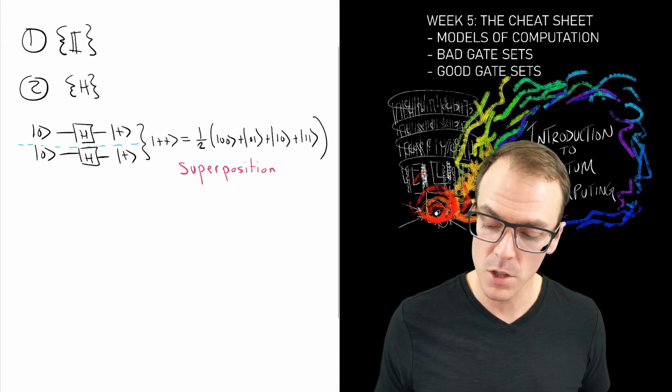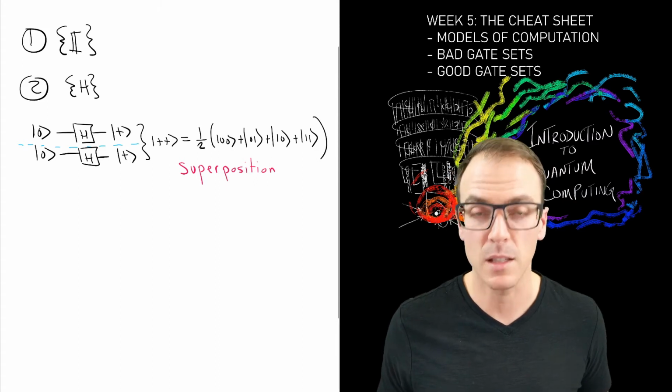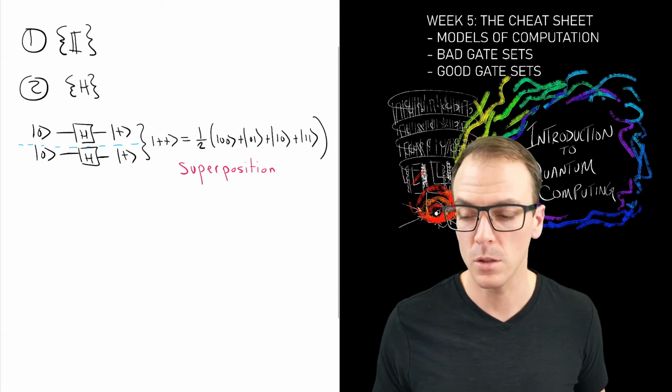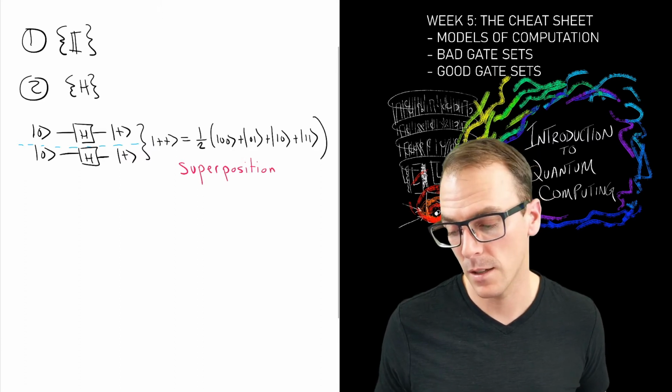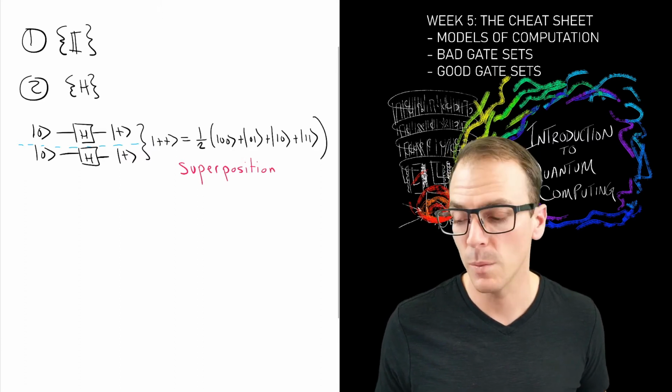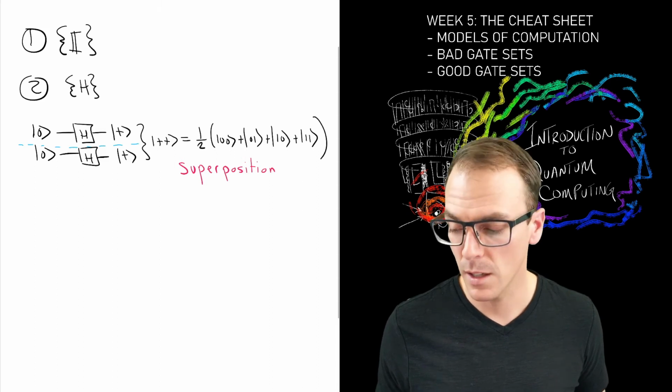So not just Hadamard gates, any single qubit gates. If that's all my gate set is restricted to, then I don't generate entanglement, and I can very easily simulate such a computation classically.